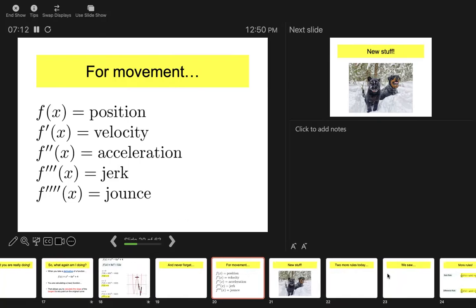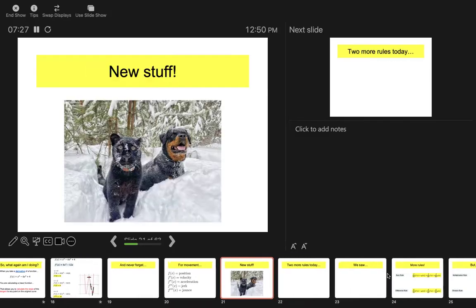Lastly, remember, if I give you the position function, which is typically called s of t, and take the derivative, that gives you the velocity function, v of t, or s prime or f prime. And if you take the derivative of velocity, you get acceleration. Okay? That was your word problems, right? All right, ready for the new stuff?